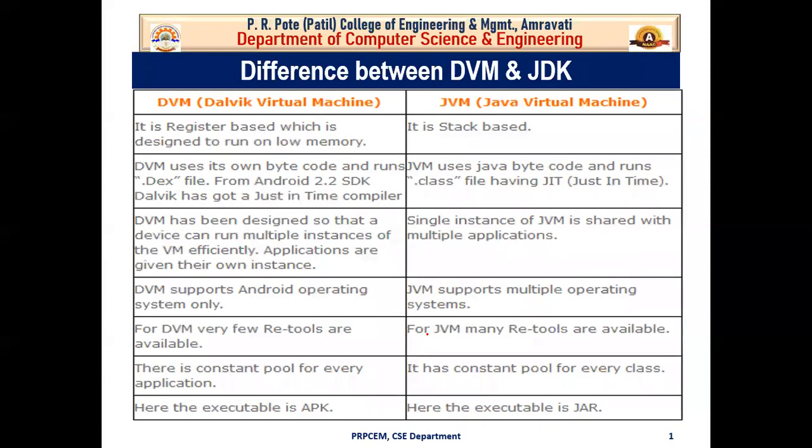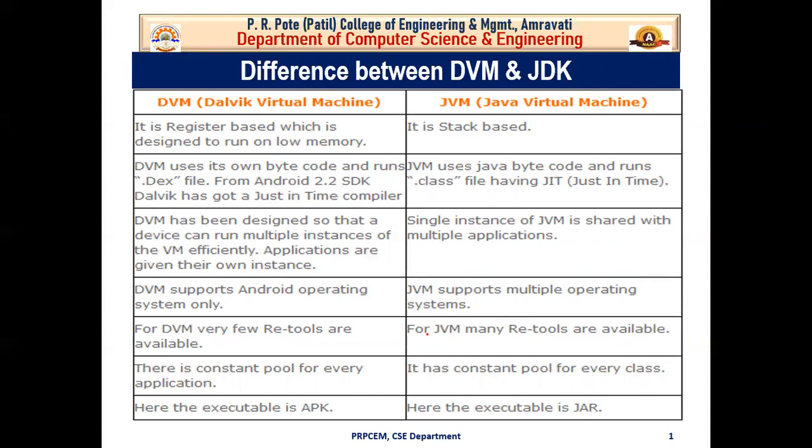Now let's see what is the difference between Java virtual machine and the Dalvik virtual machine. The first difference is that Dalvik virtual machine is register based, which is designed to run on low memory. And Java virtual machine is stack based. Now what is stack based? Stack based means memory structure where the operands are stored in a stack data structure.